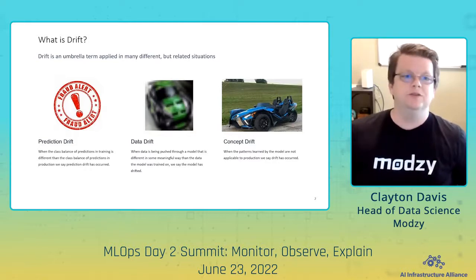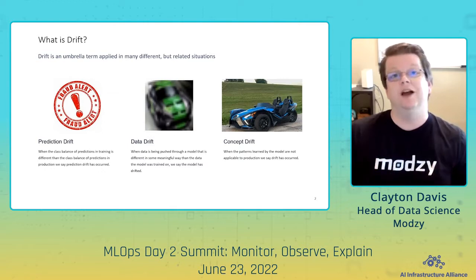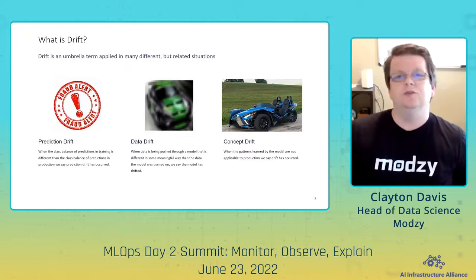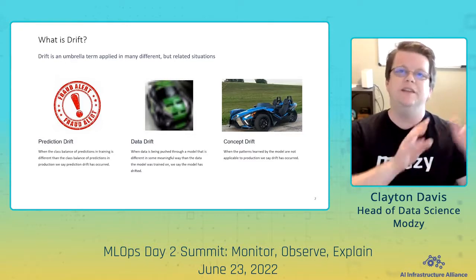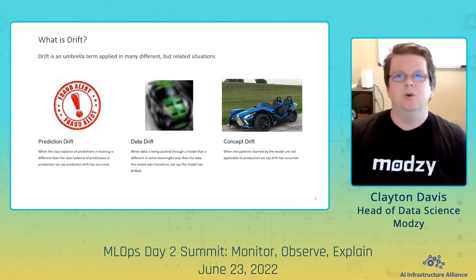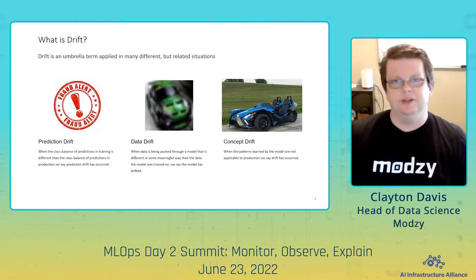There are three types of drift. There's prediction drift, where the class balances during production for outputs seem to change over time. There's data drift, where the data being provided to a model during production is different than the data that was provided to it during training time. And then there's concept drift, where the relationship that the models learn during training between inputs and outputs is no longer valid for some reason.